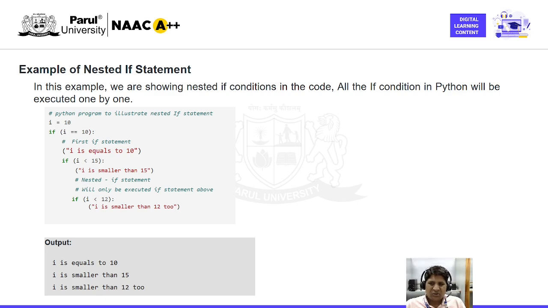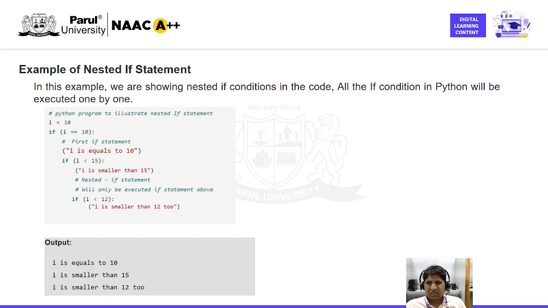If I is less than 12, I is smaller than 12 too, it means all three statements are executed, because I is equal to 10, I is less than 15, and I is less than 12. Once you check the first condition, then check the second condition, and then the third condition, and all three statements are executed because all three conditions are true. Once a condition is false, then you cannot execute the inner statements.